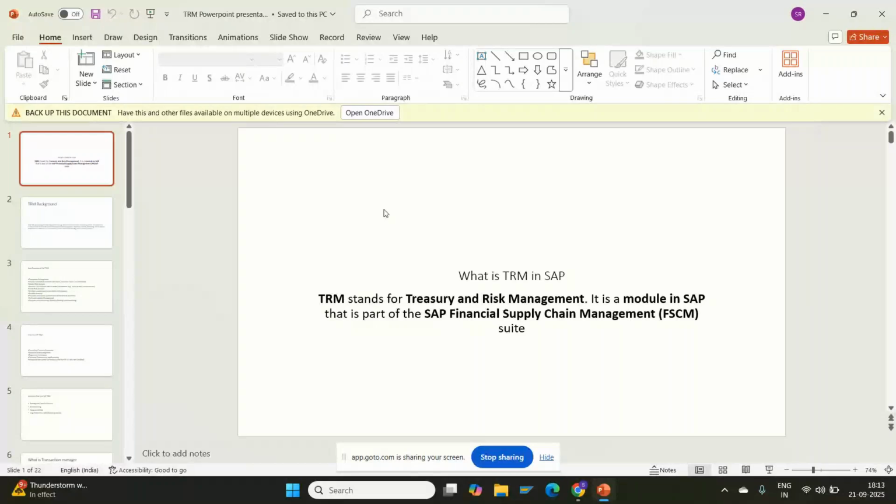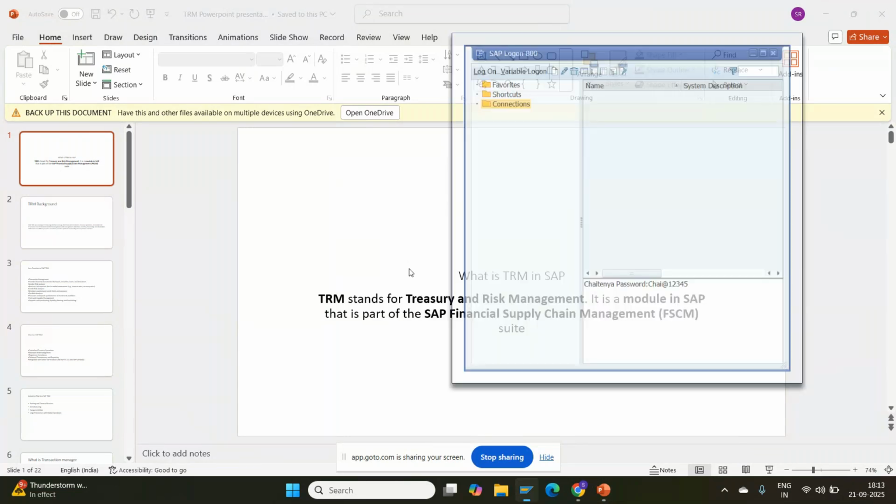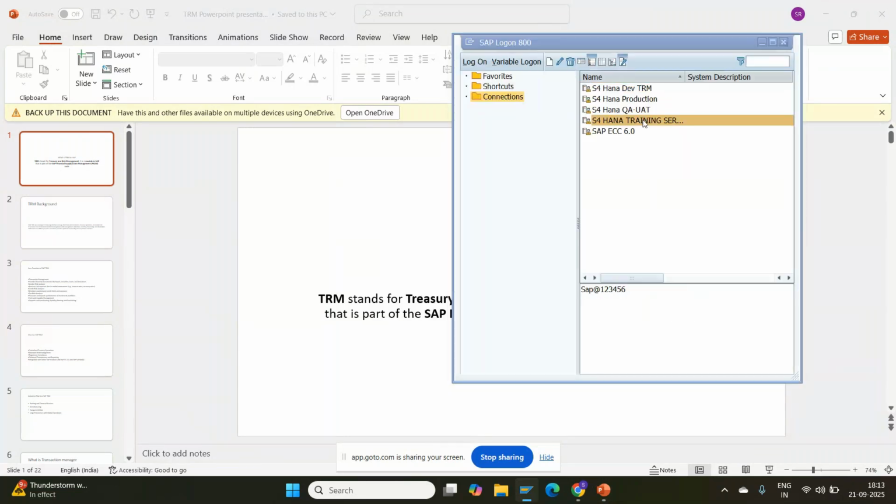Management. There is financial supply chain management, and TRM is one submodule. I will show it in SAP also, how to do it. I will share the screen. Just a minute.